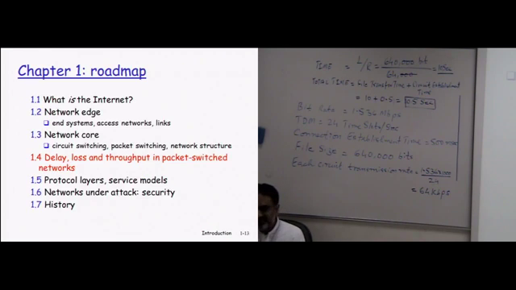Clear? So we will stop here, and in the next lecture we will start with delay, loss, and throughput in packet switched networks. Thank you.